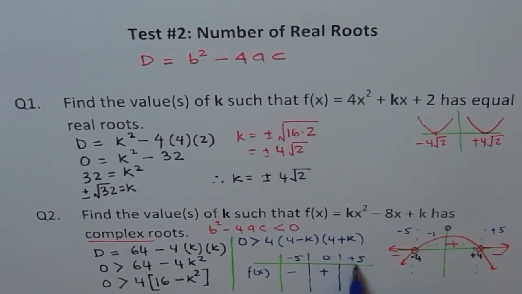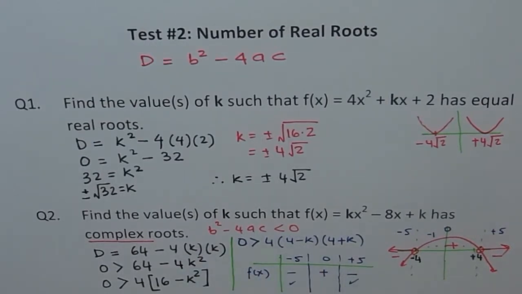Now if you try a value of plus 5, then 4 minus 5 is negative, but 4 plus 5 is positive. Positive times negative should be negative. Therefore, in these two regions, we have this function less than 0. Do you understand? It's negative, correct? And therefore, what is our answer?